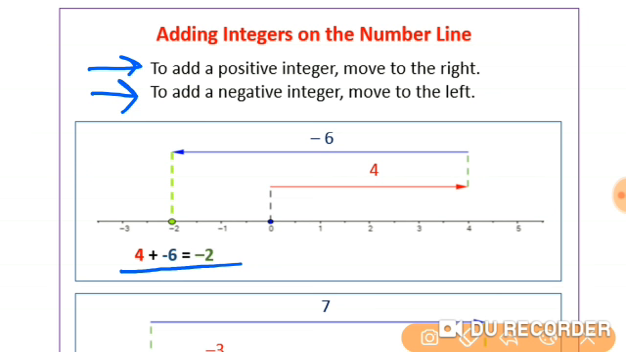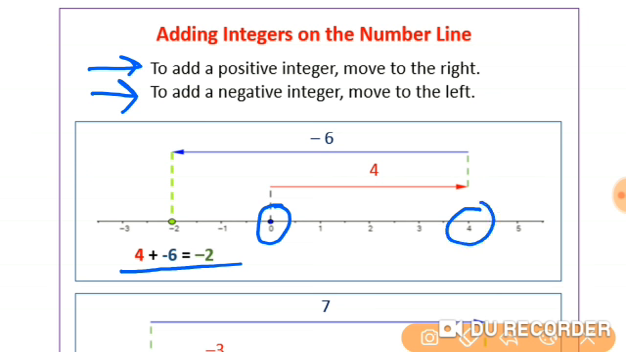But how to denote it on the number line? First, go to 0. From 0, move towards 4. That means 1, 2, 3, 4 points towards the right because it is a positive integer.